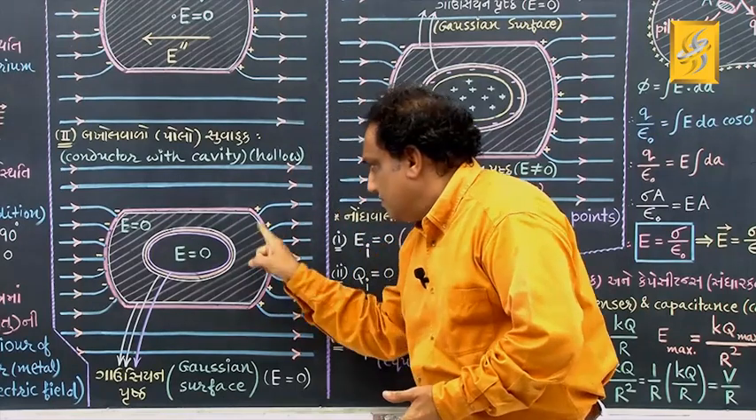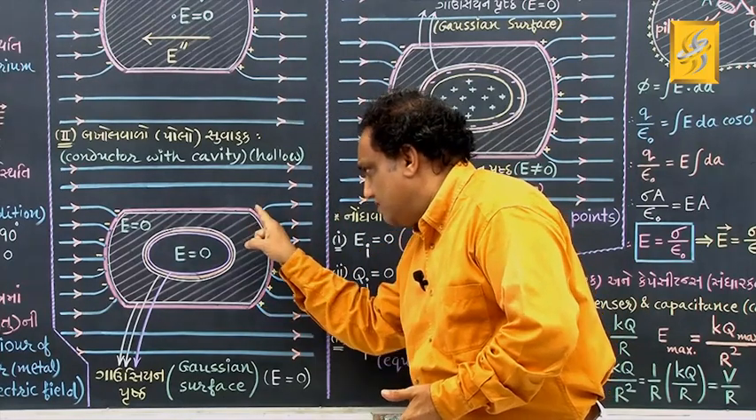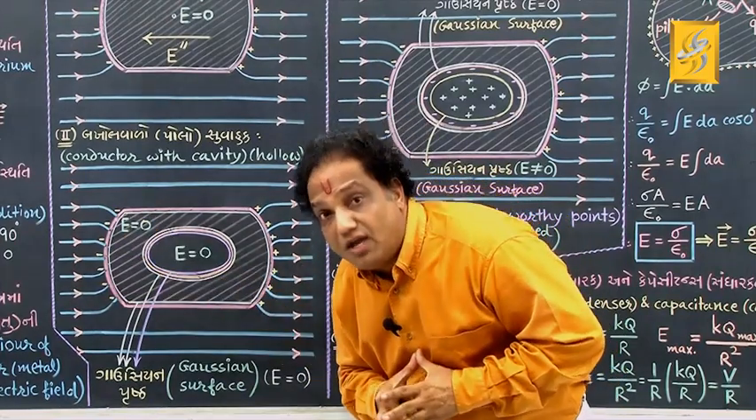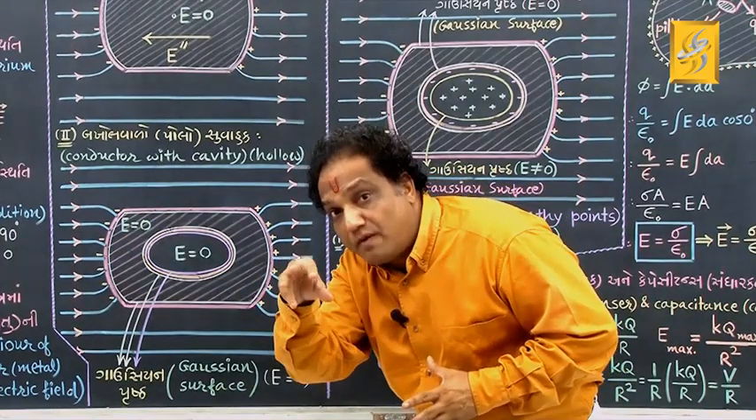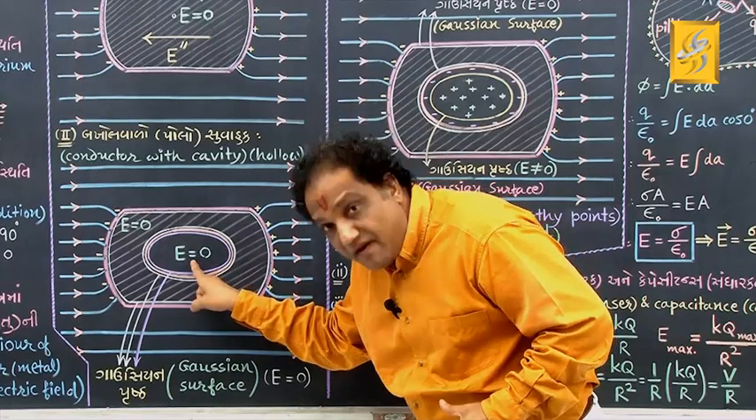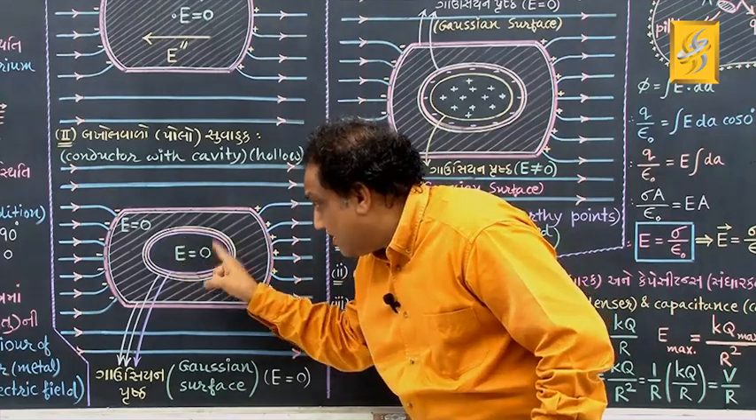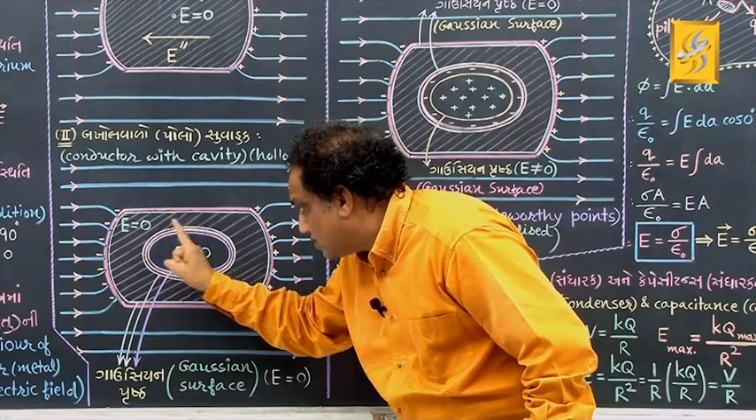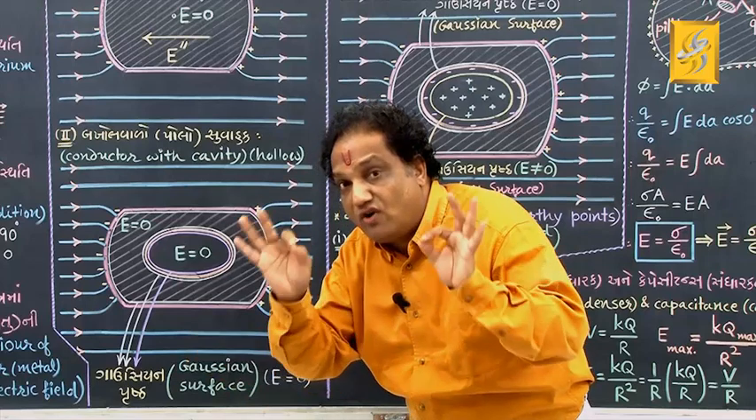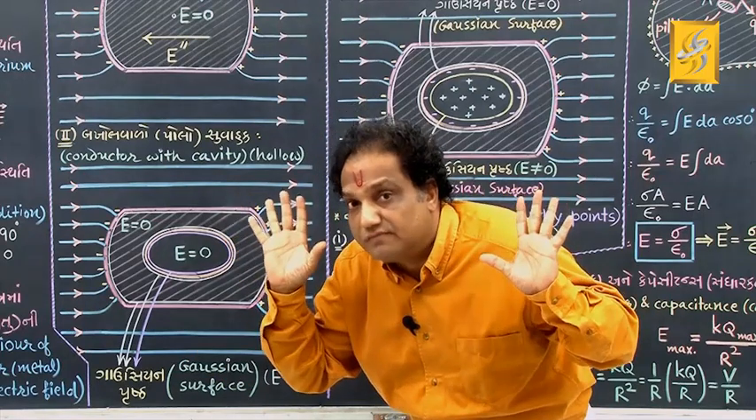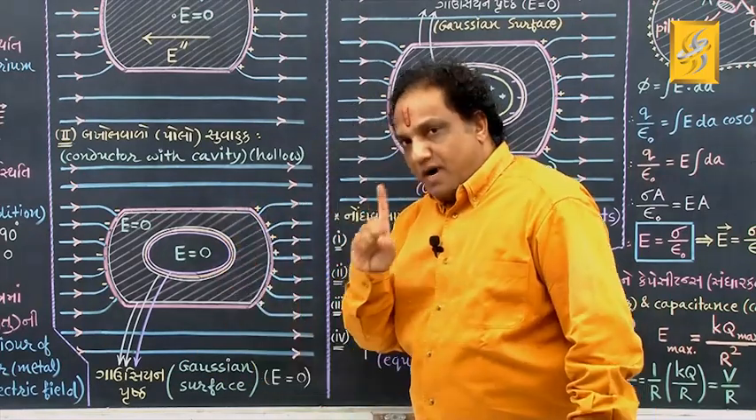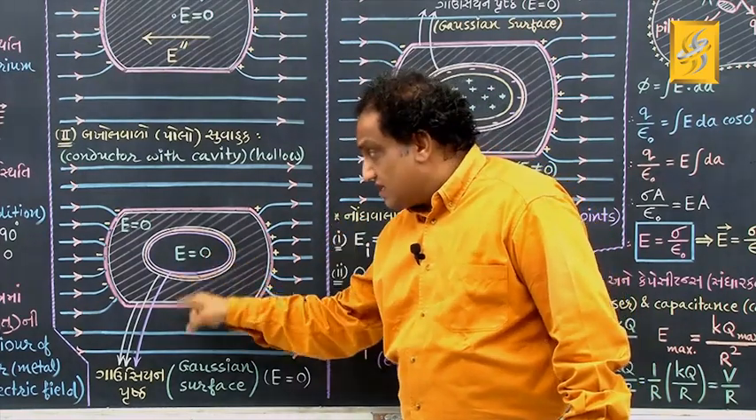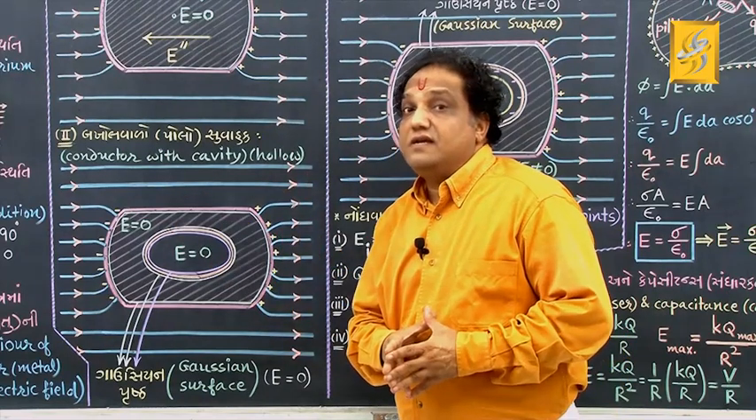So this part of the surface will become positive and this part of the surface will become negative. But where you are present inside the cavity, there is no electric field, so you may touch anywhere here, no problem, because you will not feel any electric shock. But you should not dare to touch outside the car.